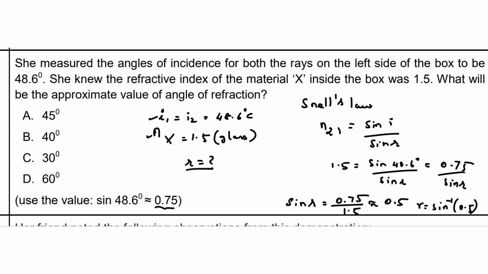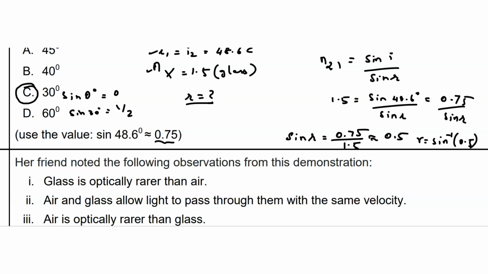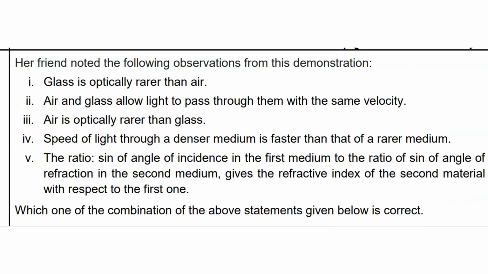In which case are you getting 0.5, that is 1 by 2? When the angle is 30 degree. So the angle of refraction for this case is 30 degree. Because sine 0 degree is 0, sine 30 degree is half. So since we are getting sine r to be approximately 0.5, we are getting r to be 30 degree. Okay, so let's move on to the next question.